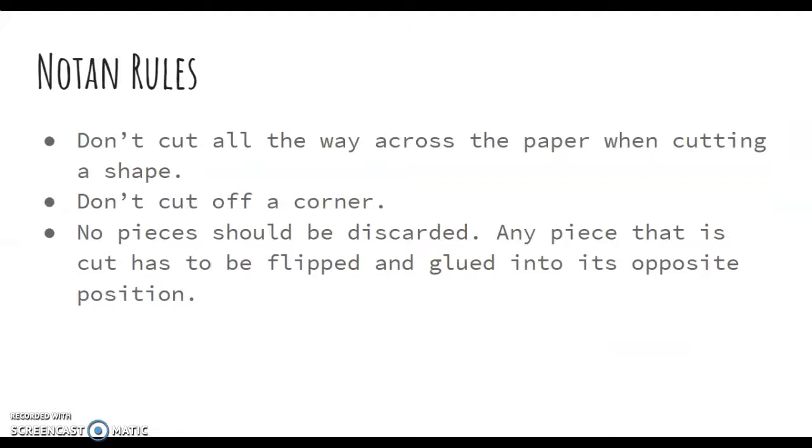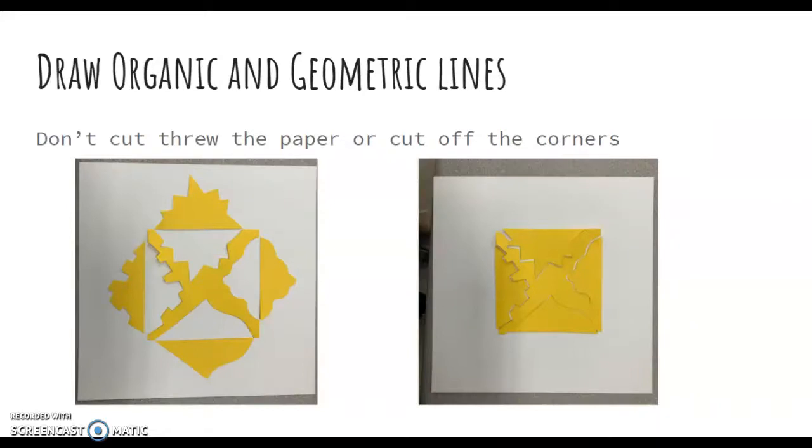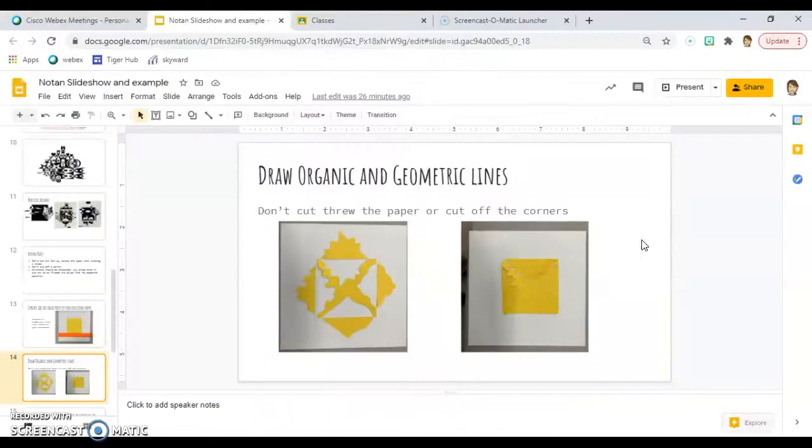A couple of rules for making one of these: you cannot cut all the way across the paper, you cannot cut off the corners of the notan, and you should not throw away any pieces. You are keeping everything. I have broken this down with some pictures in here to walk you through this. I am going to go ahead and show you right now in person.